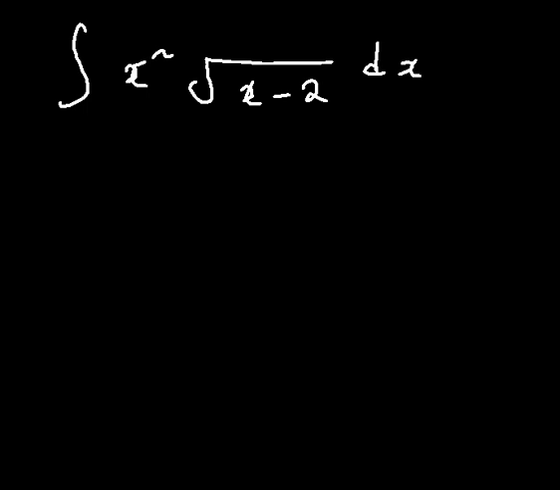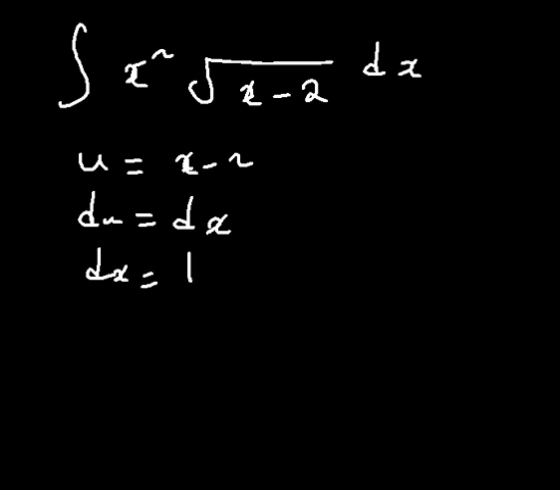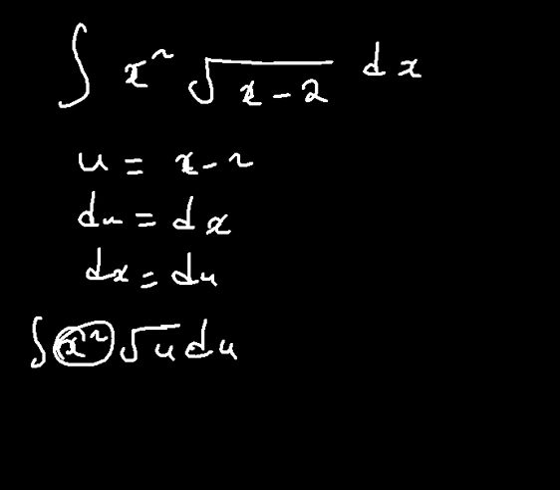The principle remains the same. Let u be equal to x minus 2, and what is du? We have du equal to dx, and therefore dx is the same as du. We substitute it back. That is the integral of x squared times the square root of u du. Still, x is the variable that has not been expressed in terms of u, and therefore we have to express x squared in terms of u, in the sense that we should express x as the subject.